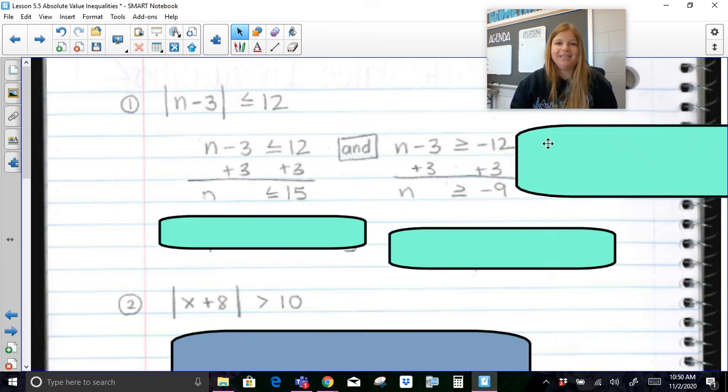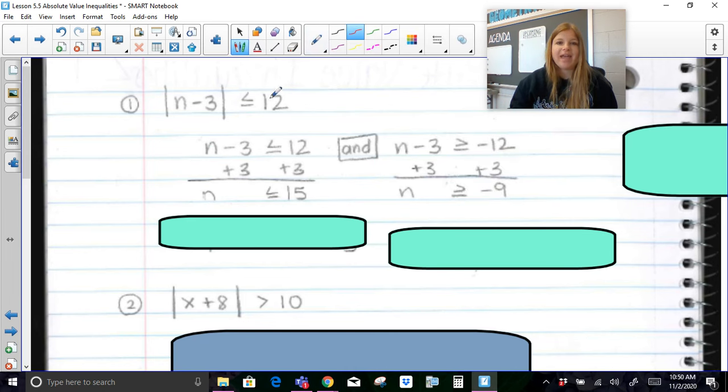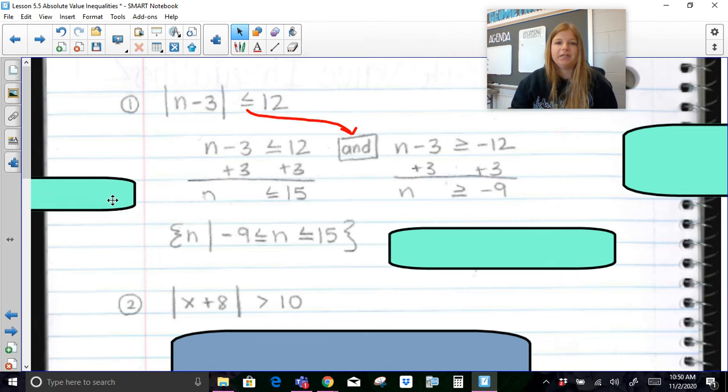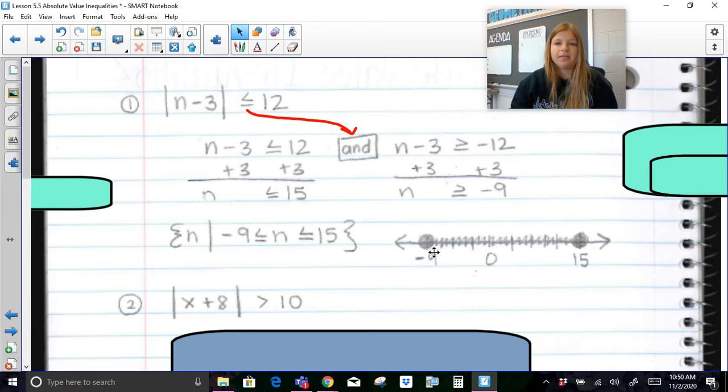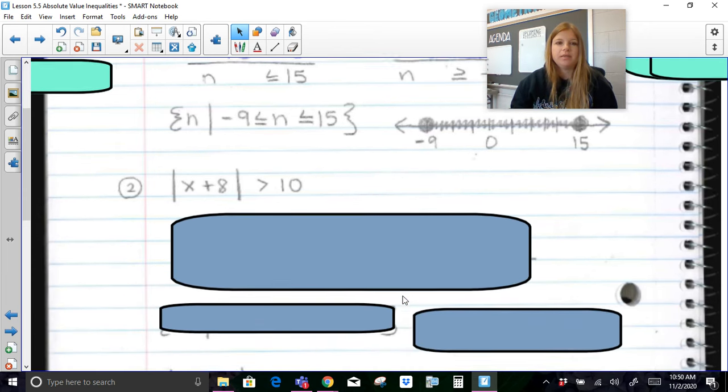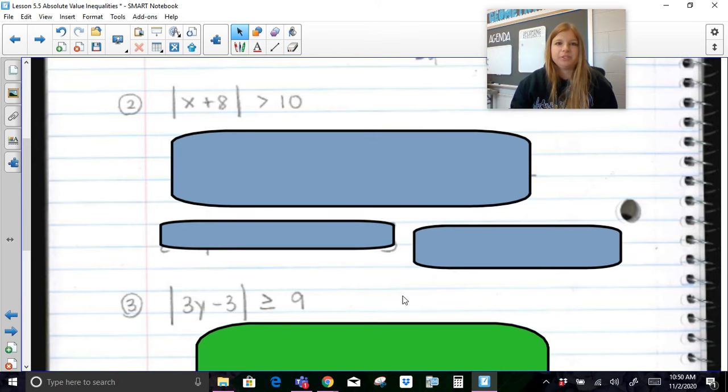Okay, hopefully you're ready. Here is what your 2 inequalities should look like. Because it's less than, it's an and. And here is what it would look like as an and statement: -9 is less than or equal to n is less than or equal to 15. Here is what my graph would look like. Closed circle at -9, closed circle at 15, and everything shaded in between. Go ahead, try number 2.